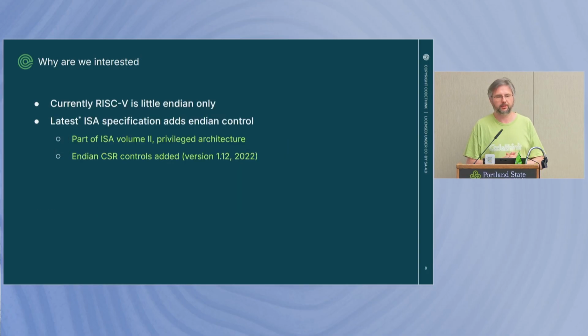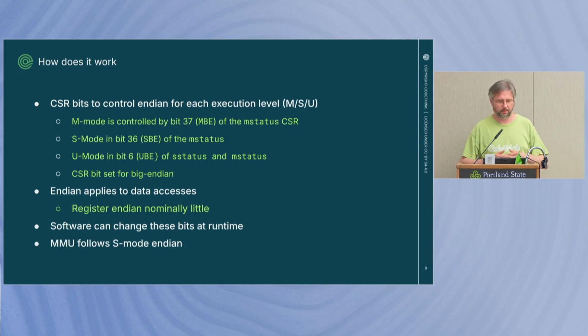So why would we be interested in this? Well, up until recently, RISC-V was little-endian only. And by recently, I mean the 2023 specification, they added some endian control. That was version 1.12. I think actually it was initially published in 2022. But silicon vendors are not quick to adopt anything. So we talked a little bit about what Big-endian is and how RISC-V hasn't done it yet.